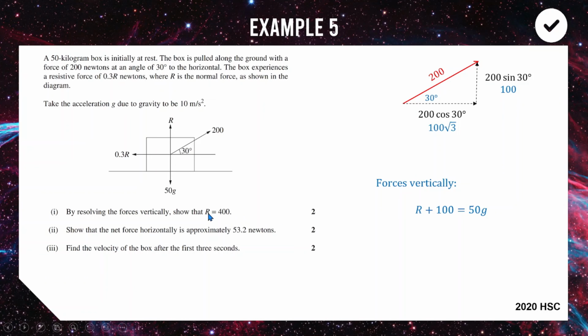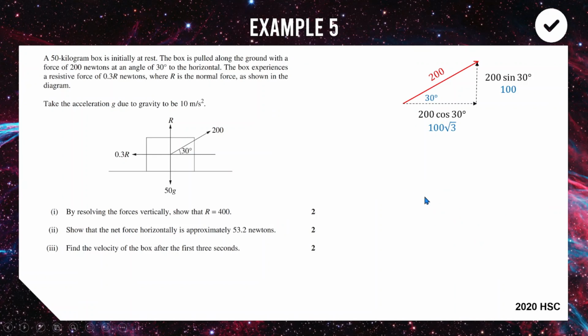So what are we trying to show? We're trying to show R is equal to 400, so we'll just add the 100 across, and we'll use the fact that in this question they've approximated gravity to be 10 meters per second squared, so 50 times G is 500. Take away 100 from both sides and you get the required target of R equal to 400. So this resistive reaction force moving up off the ground is equal to 400.